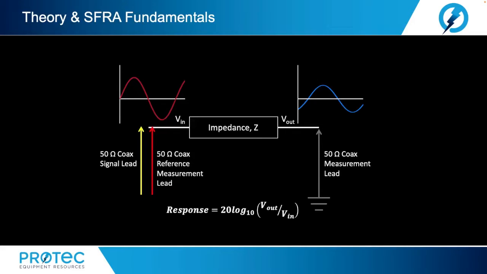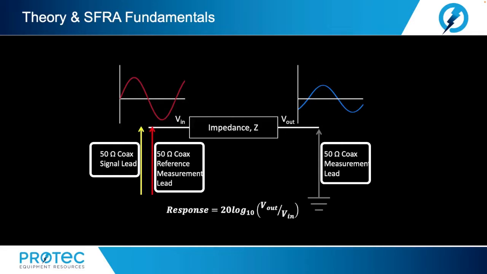Sweeping through the frequency range of interest gives rise to the S in SFRA to distinguish it from impulse methods where the response is estimated rather than measured. The basic measurement is shown here.